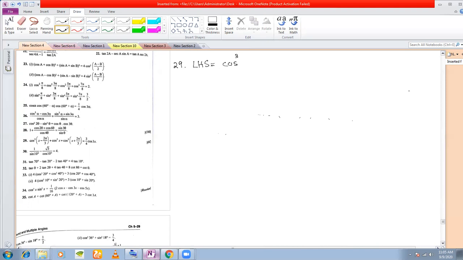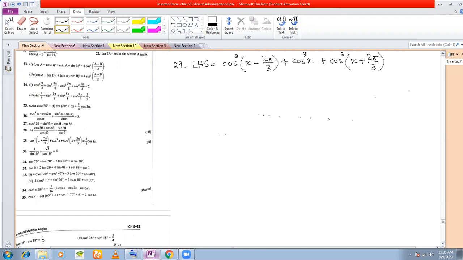LHS is cos cube (x minus 2 pi by 3) plus cos cube x plus cos cube (x plus 2 pi by 3). You have to prove this is equal to 3/4 cos 3 alpha. Okay, now see, first of all, you see a cube. We can't work with a cos cube, so we convert this cube to a power 1. How do you convert? Recall this relation.